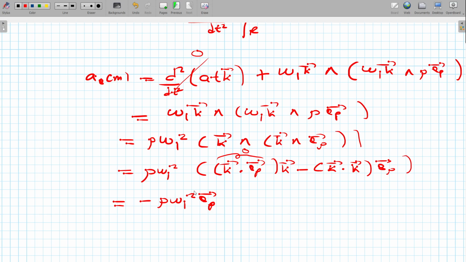Okay? That is le double produit vectoriel. So that's our final answer: minus rho omega 1 squared e rho. C'est très facile. So let me just apply it here. I've applied double produit vectoriel. Double produit vectoriel is what you're supposed to apply here. Right.